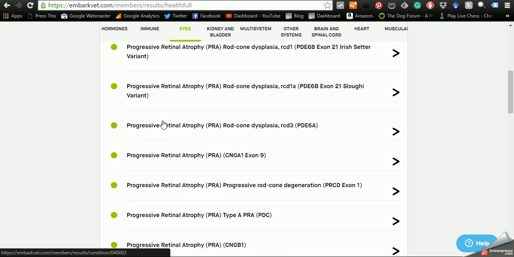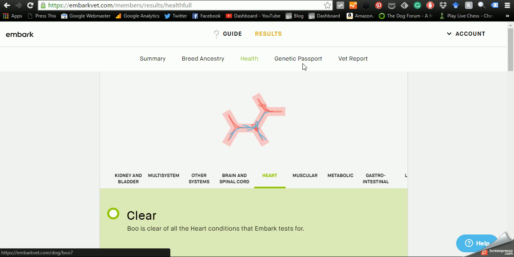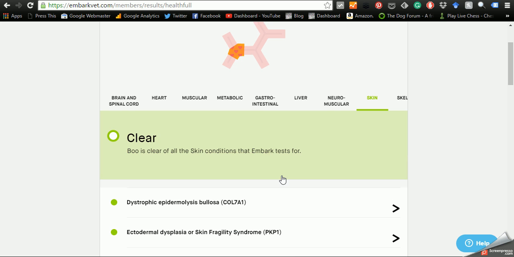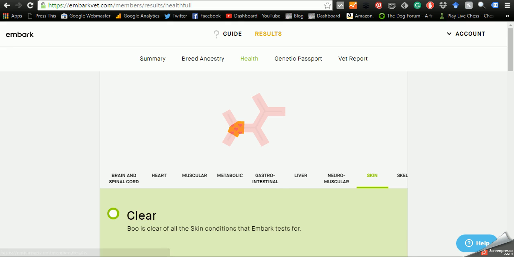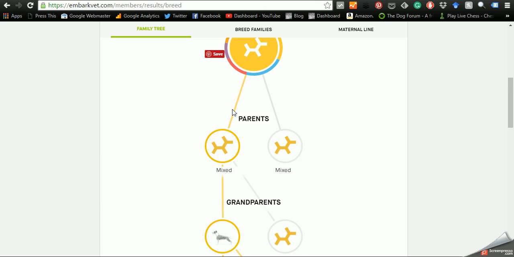Alright, brain, systems. Heart. Holy moly, there's more. Liver. Skin. Pretty nifty. Let's see. Let's look at her breed ancestry. Family tree. That's pretty cool.